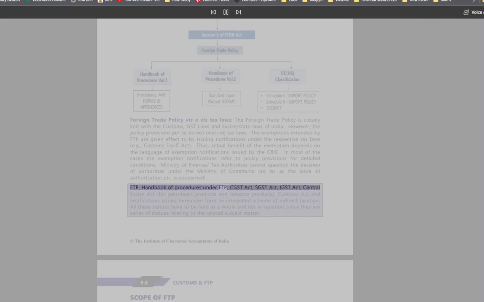FTP, Handbook of Procedures under FTP, CGST Act, SGST Act, IGST Act, Central Excise Act for petroleum products and tobacco products, Customs Act and notifications issued thereunder form an integrated scheme of indirect taxation. All these statutes have to be read as a whole and not in isolation, since they are a series of statutes relating to the related subject matter.